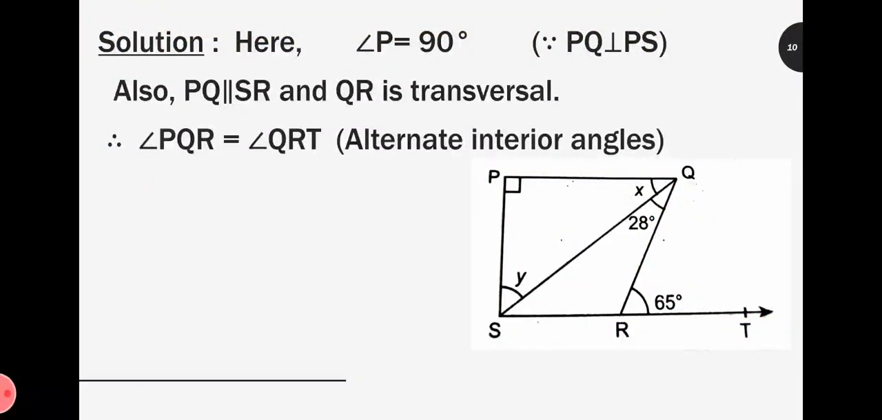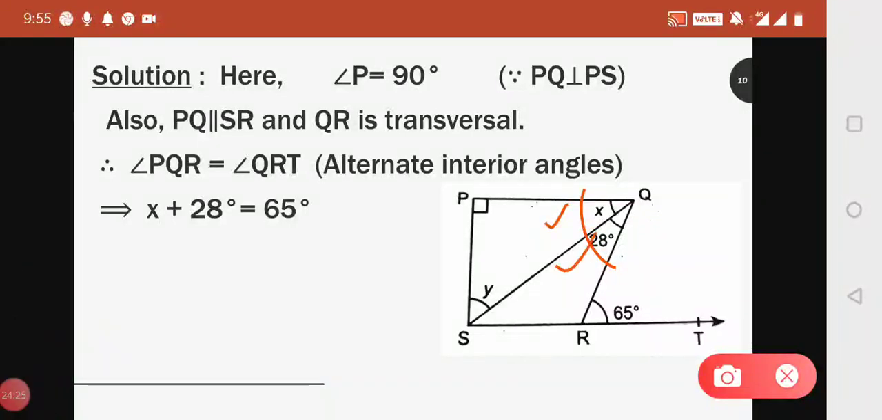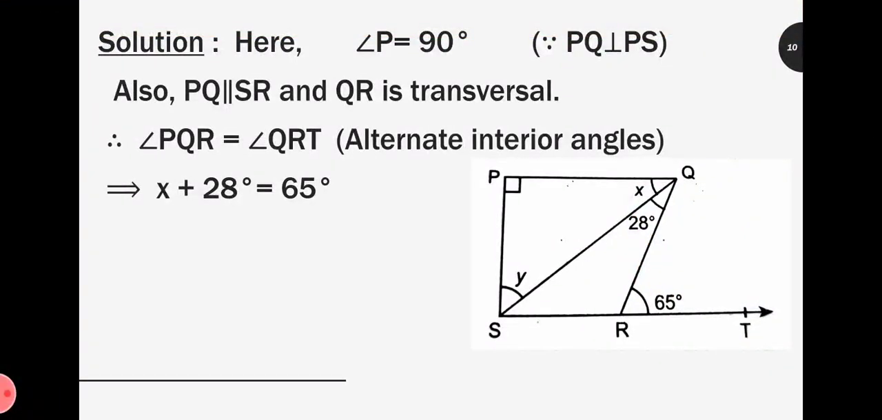Therefore angle PQR, as I have shown earlier, equal to angle QRT because they are one pair of alternate interior angles. Now we can see in the figure that angle PQR, that is X plus 28, equal to angle QRT. The value of angle QRT is given as 65 degree. So X plus 28 degree equal to 65 degree. Further solving implies that X equal to 65 degree minus 28 degree equal to 37 degree.